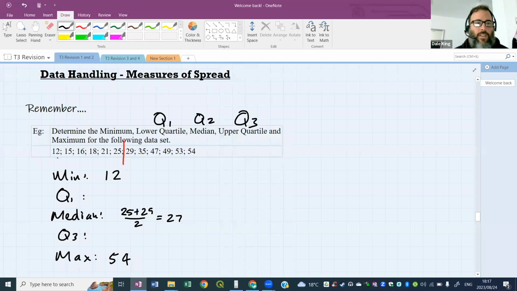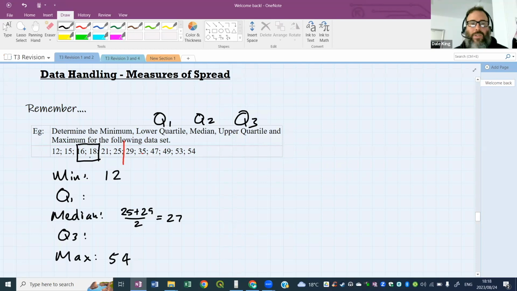Yes, because if you count the numbers to the left of the middle, there's 1, 2, 3, 4, 5, 6 numbers. It's an even data set. So that's two numbers in the middle. And you said there were 16 and 18. Okay. So be careful, those people that said that 16 was the middle.